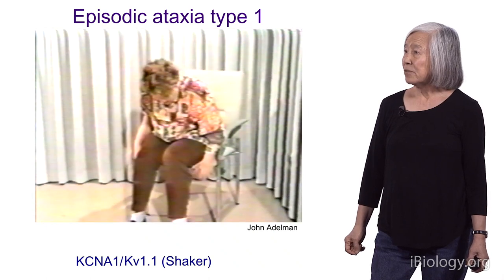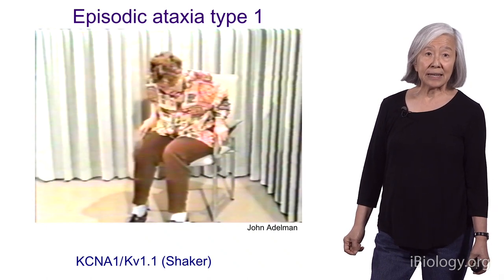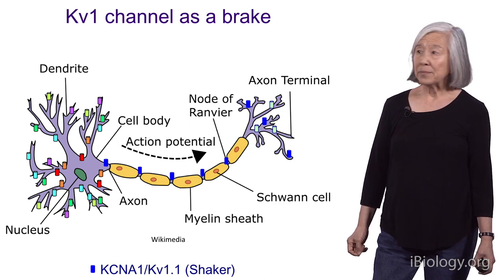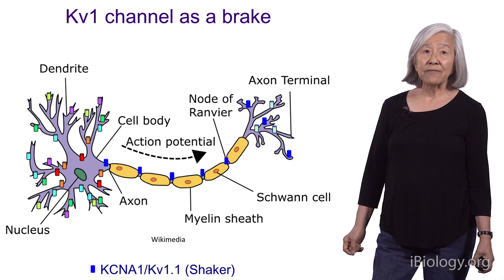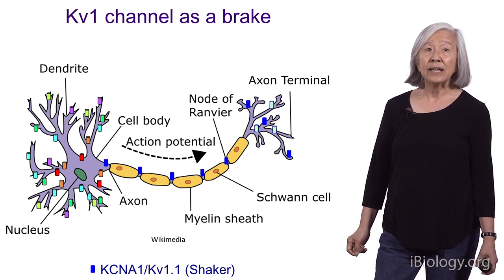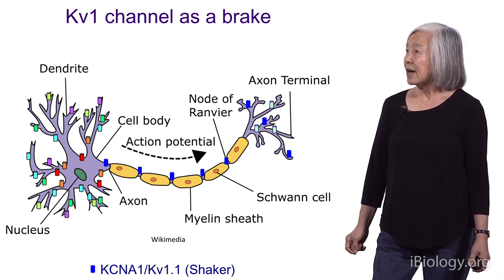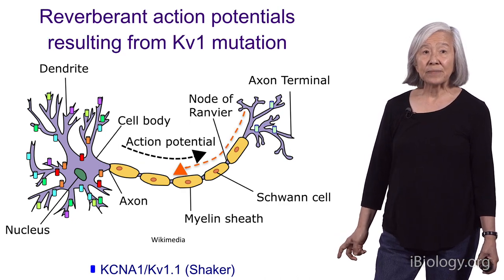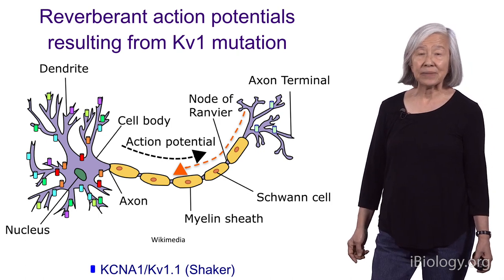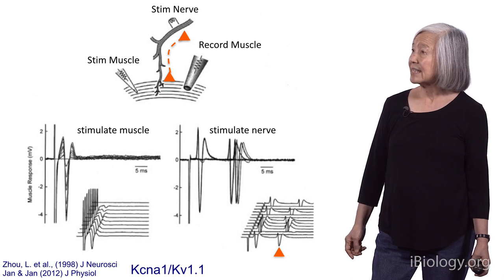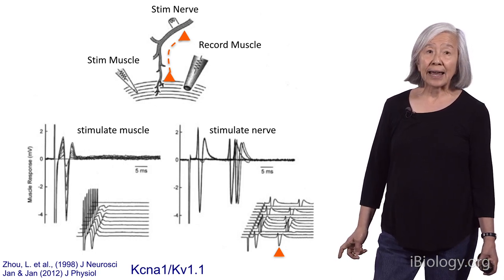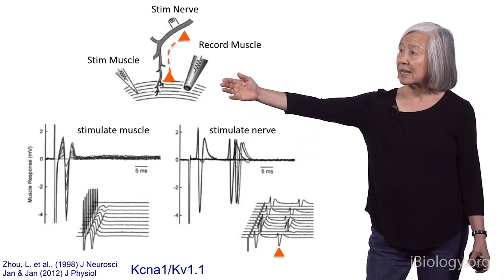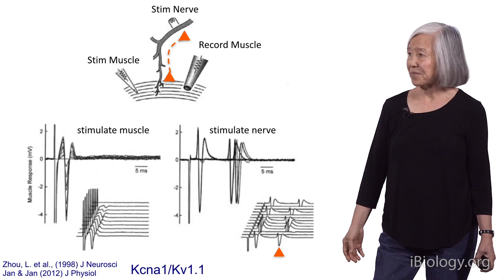And the movement disorder can be recapitulated in mouse models as well by mutating KV1.1. The basis of this movement disorder is the ability of KV1 to provide a brake to control the propagation of action potential. By removing KV1.1 with mutations, there are reverberant action potentials in the axon, and that results in hyperexcitability. In the mouse model, we can see that stimulation of the motor axon just once will generate reverberant action potentials that can be recorded with extracellular electrode placed near the muscle.